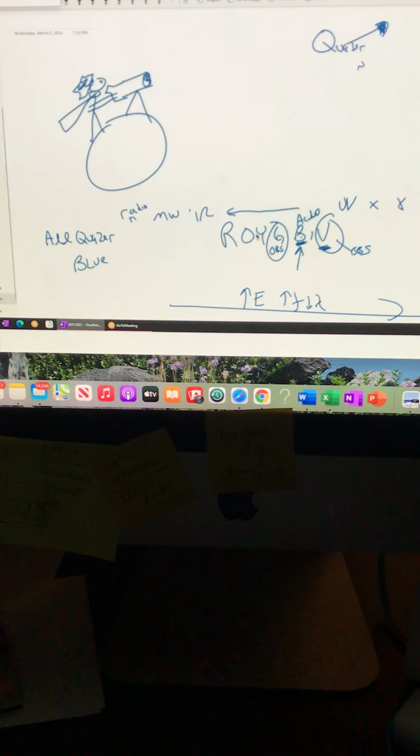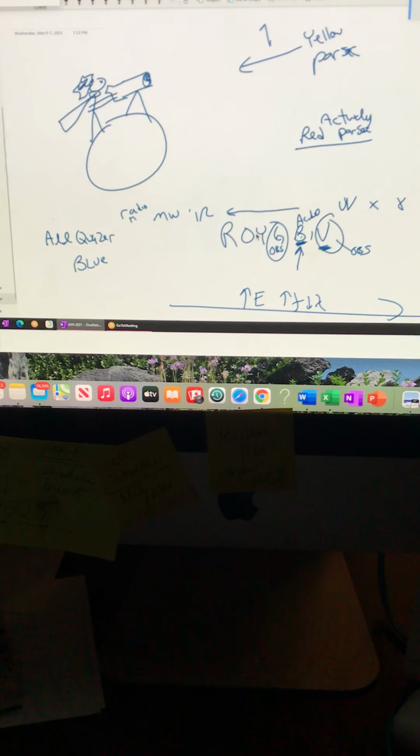Lo and behold, you witnessed a parsec, and you saw a yellow parsec. Everybody knows that parsecs are actually red. So if they're actually red, is this parsec going toward or away? It's coming toward us. Yellow means higher frequency, and higher frequency means the thing's coming toward us.